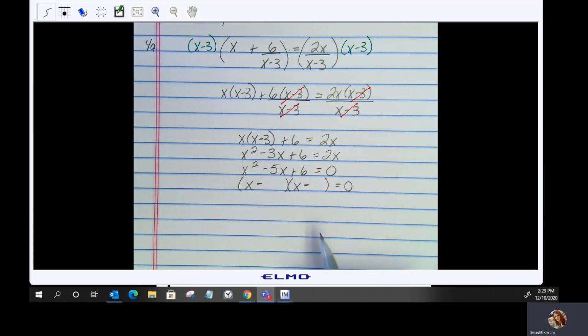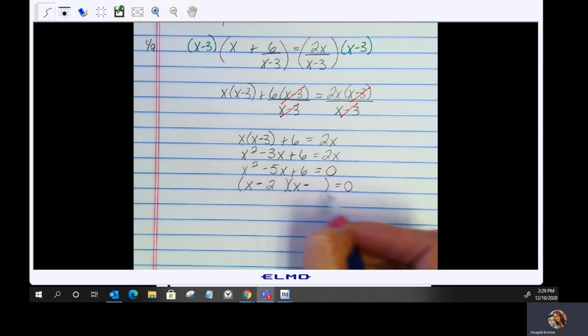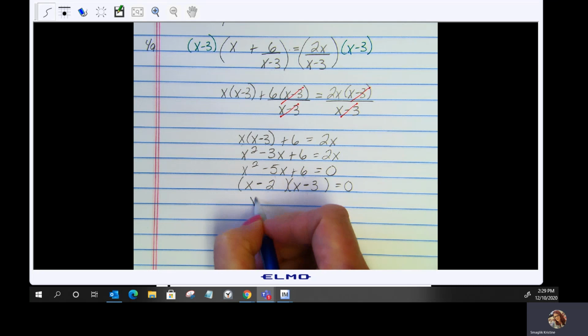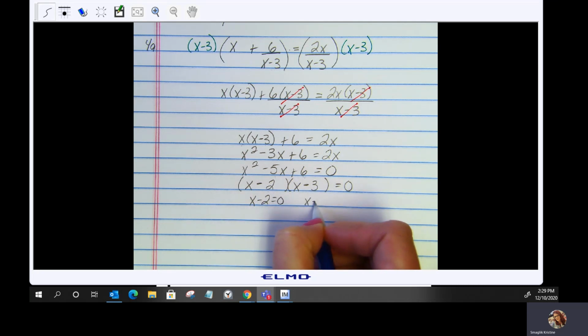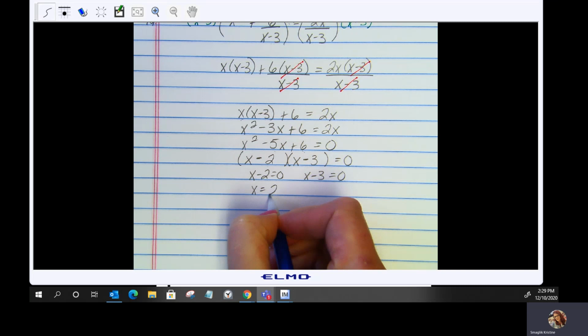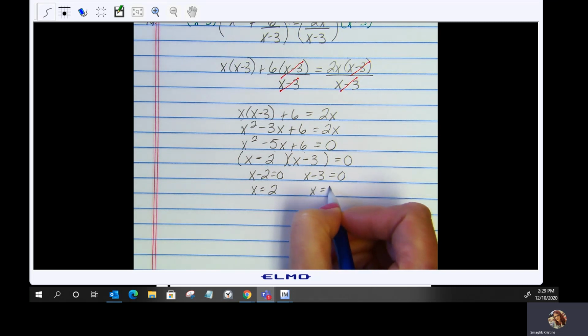So now I need two numbers that when you multiply them, you get positive 6, but you add them and you get negative 5. Well, that would be 2 and 3. Negative 2 times negative 3 is a positive 6. Negative 2 plus negative 3 gets us a negative 5. Now let's use the zero product property to solve. I'll set each factor equal to 0. And we get x equals 2 and x equals 3.